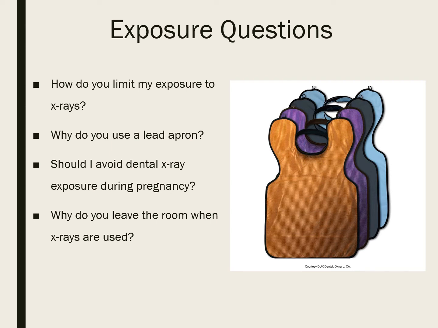Why do you use a lead apron? Well, we use a lead apron in order to protect and shield areas of the body that we would not want to have any type of scatter radiation sent to. So we use it to protect reproductive, blood forming, and thyroid tissues from scatter radiation.